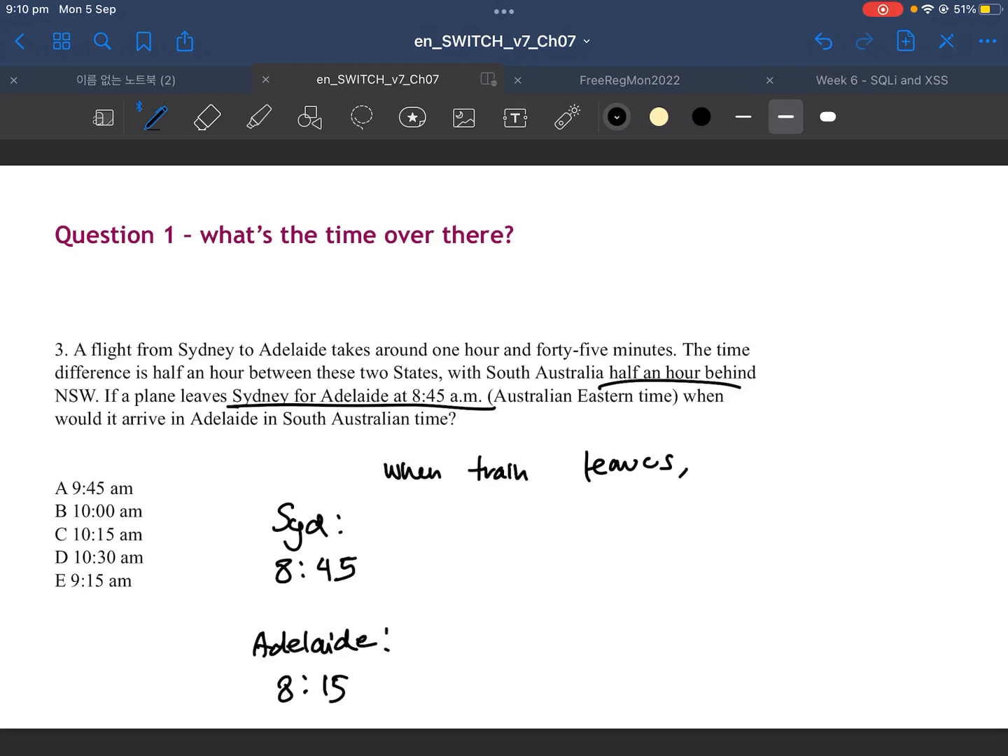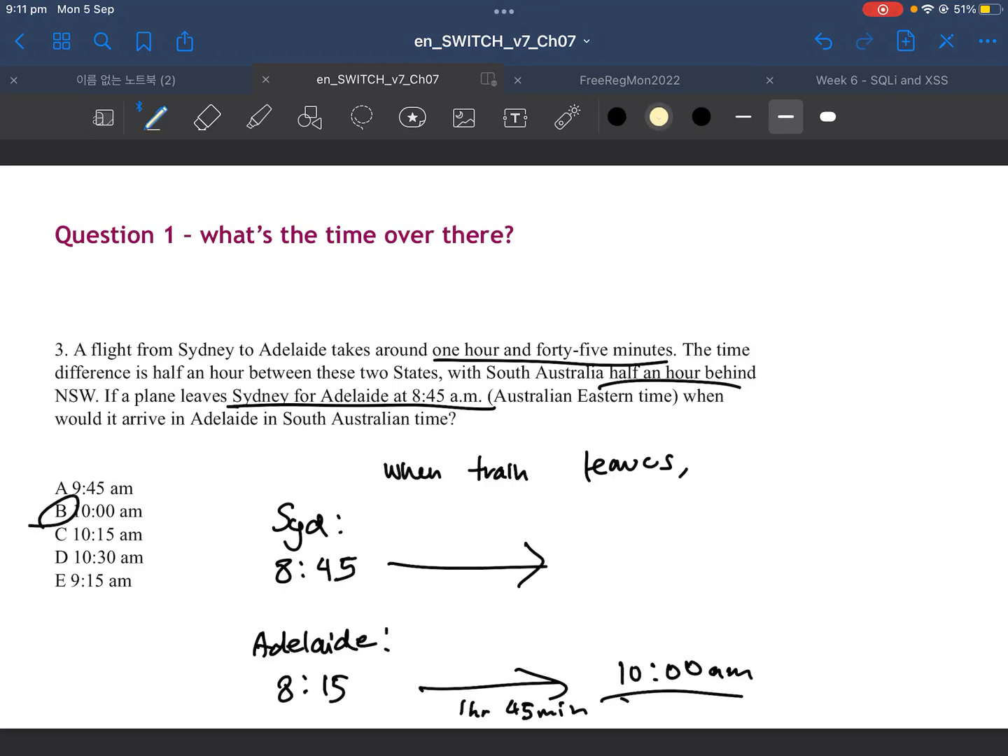Now, as long as we establish these two things, then it gets simple. Because if we know that the plane leaves at 8:45 in Sydney, but in Adelaide it's actually 8:15 because it's 30 minutes behind, then we know that 1 hour and 45 minutes later, which applies to both simultaneously, because remember time runs the same for both cities, in terms of Adelaide, we would have arrived at exactly 10 a.m. 1 hour 45 plus 8:15 is 10 a.m. So that's why I calculated that, and that's actually your answer. It's option B.